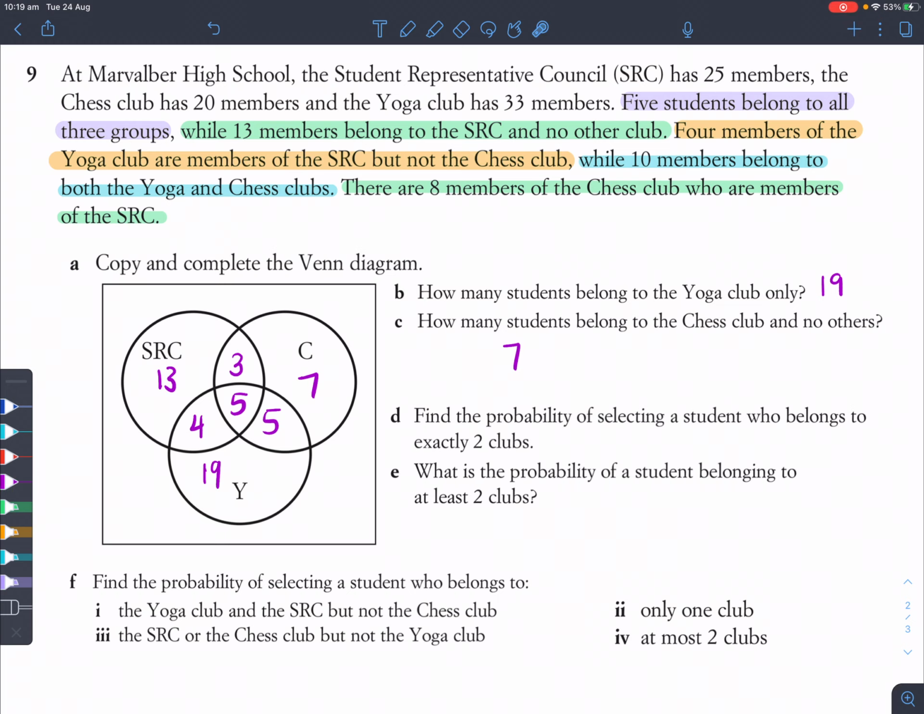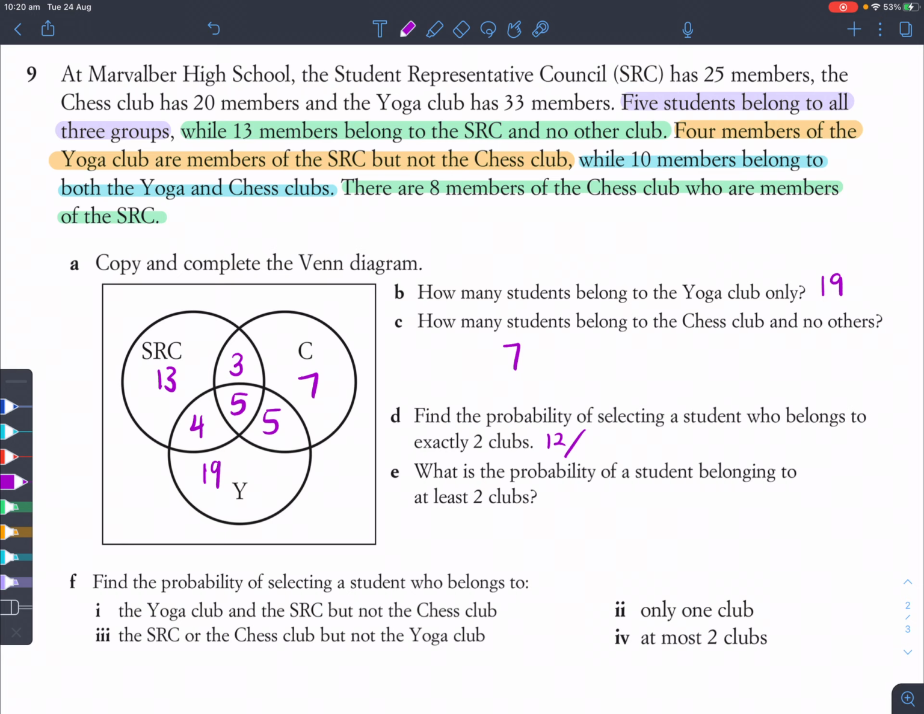D, find the probability of selecting a student who belongs to exactly 2 clubs. So if it's exactly 2 clubs, it doesn't include these ones because they involve 1 club only. We don't include the one in the middle because that includes all 3 clubs. So it's the one here, here, and here, which are belonging to 2 clubs only. So if we add 3 plus 4 with 5, okay, what is that going to get us? 3 plus 4 plus 5 is going to be 12 out of how many members are there in total?